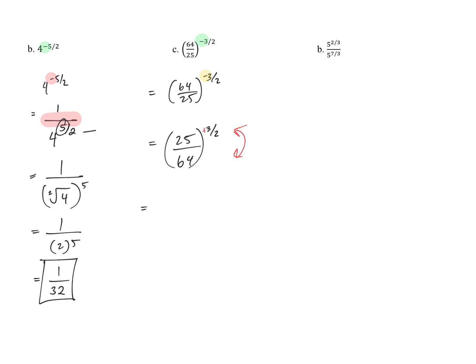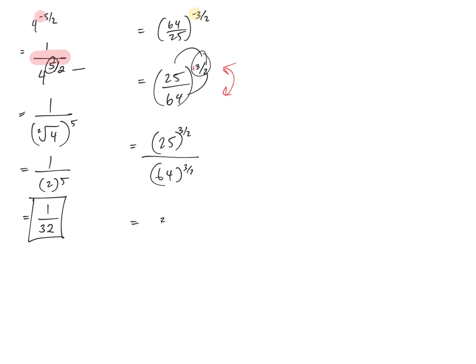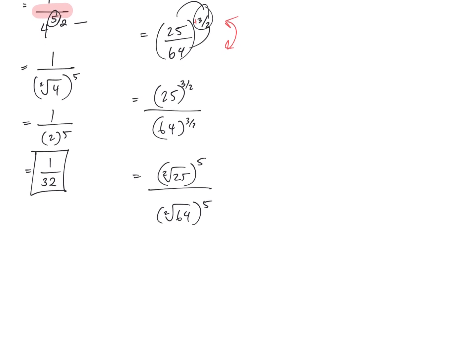Okay, so then we're going to go ahead and use rules of exponents again and distribute that fractional exponent to the top and the bottom. So we get 25 to the 3 over 2 on the top, and 64 to the 3 over 2 in the bottom. And then what we get, once again, applying the root if we can, is the square root of 25 raised to the 5th power, all over the square root of 64 to the 5th power. Square root of 25 is 5. Still got to work with the 5th power. Square root of 64 is 8. Once again, still to the 5th power.